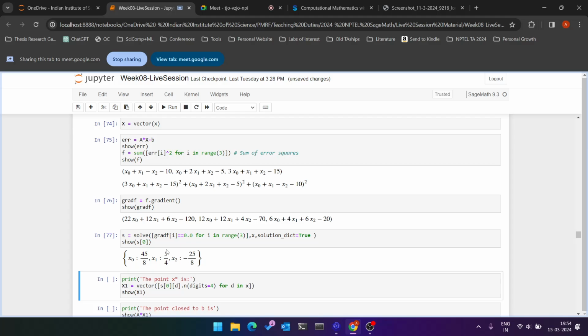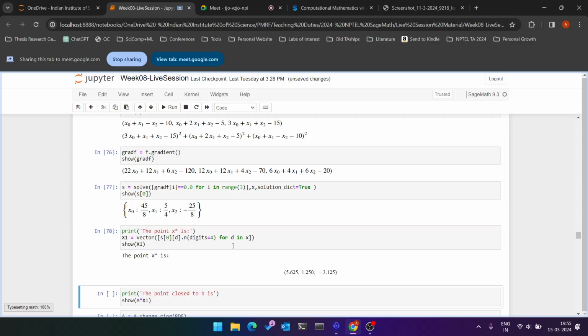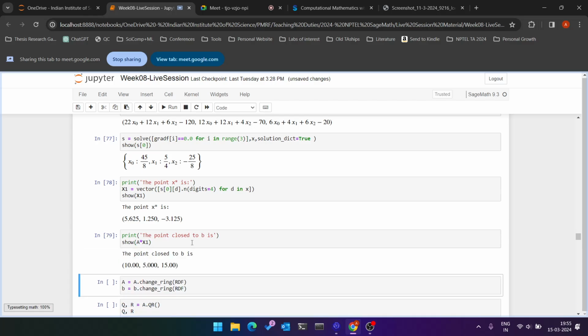So the solution ends up looking like this: 45 by 8, 5 by 4, and minus 25 by 8, which is basically 5.625, 1.25, and minus 3.125. So the optimal point x star is nothing but x1, which is a vector, S0 of D for D in X with 4 digits. So basically this vector itself. And then the closest point to B becomes A into X, so 10, 5, and 15.